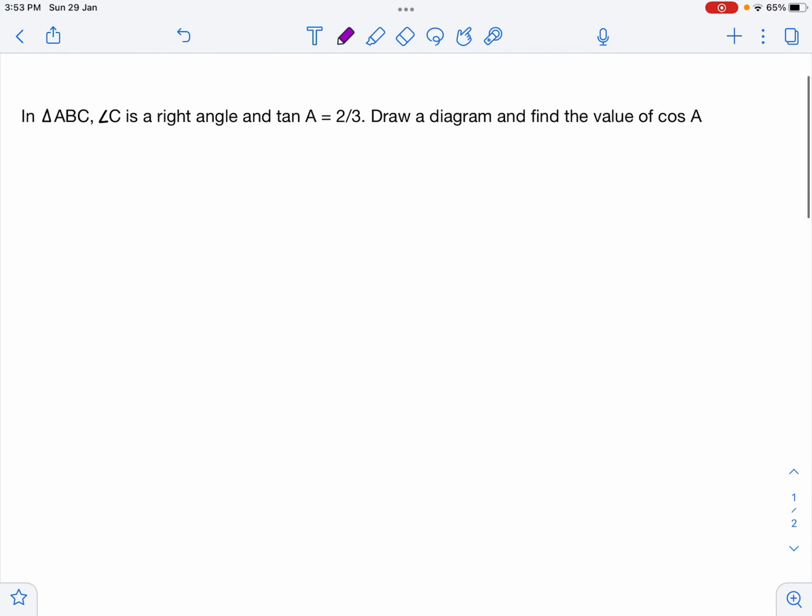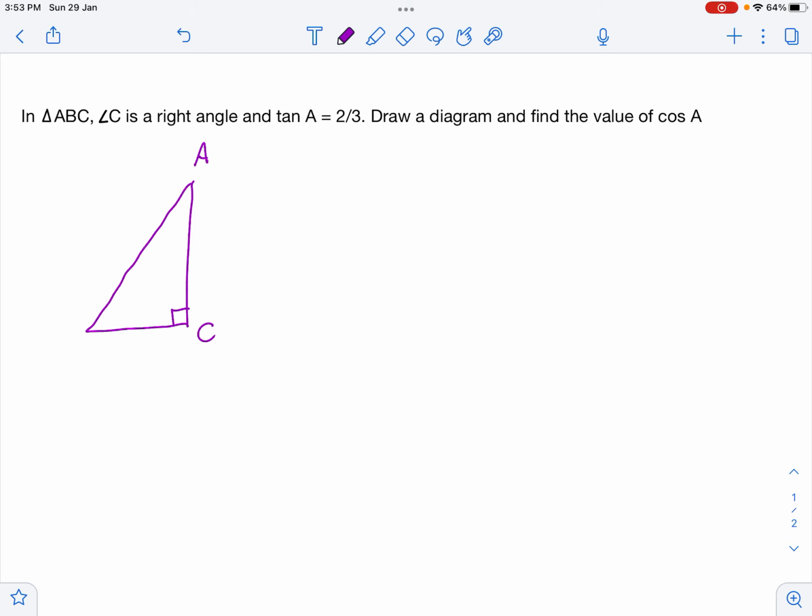In triangle ABC, angle C is a right angle, and tan A is equal to 2 over 3. Draw a diagram and find the value of cos A. So we want to first draw a diagram, and we know that angle C is a right angle, so I know that the triangle has to be a right triangle. And it says C is the right angle, so I'll say this is C.